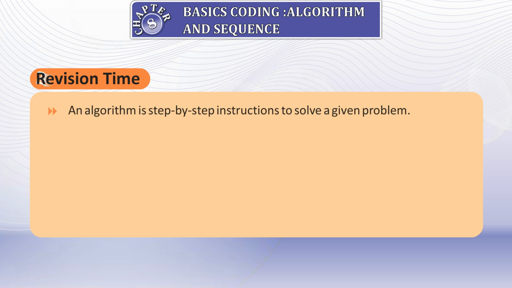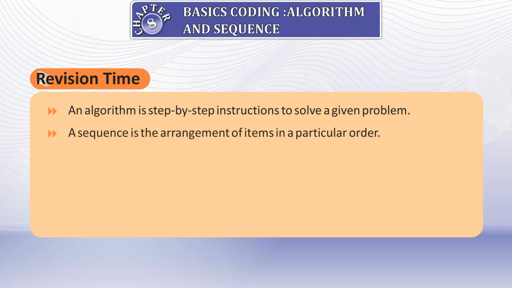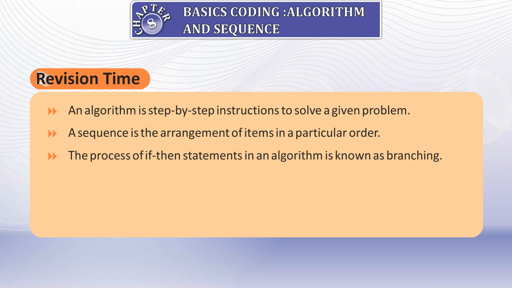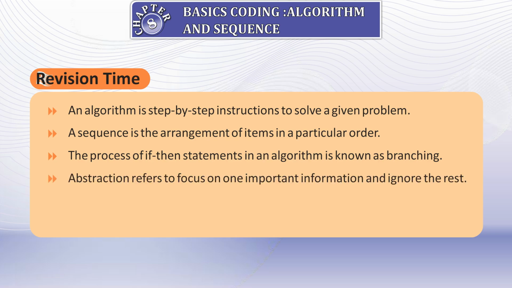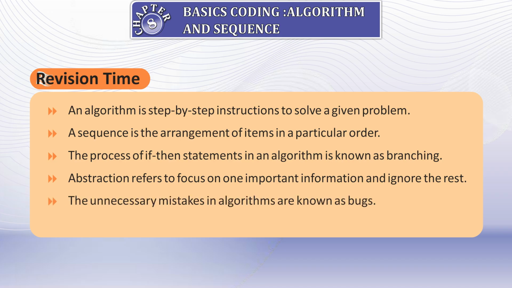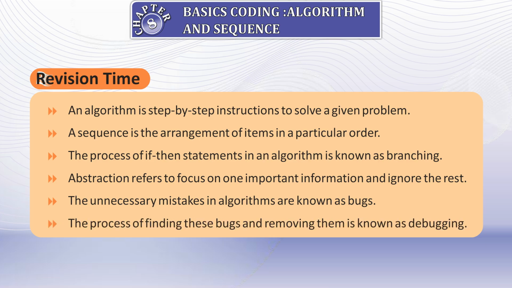Revision time. An algorithm is step-by-step instructions to solve a given problem. A sequence is the arrangement of items in a particular order. The process of if-then statements in an algorithm is known as branching. Abstraction refers to focus on one important information and ignore the rest. The unnecessary mistakes in algorithms are known as bugs. The process of finding these bugs and removing them is known as debugging.